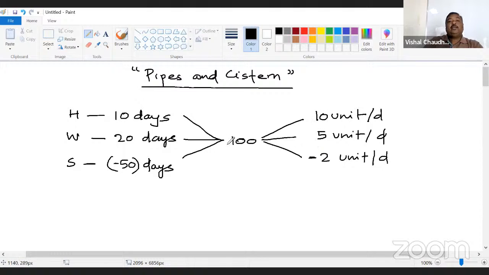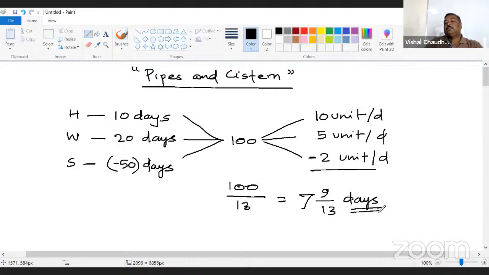अब ये दोनों मिलके 15 यूनिट कर सकते हैं, लेकिन ये भी साथ में जा रहा है उनके, तो ये भी 2 यूनिट बर्बाद कर डालता है। तो नंबर ऑफ डेज लगेगा वो क्या लगेगा, 100 बाई, अगर कंबाइंड तीनों काम करें तो 10 5 15 -2 13, and that gives you 100 by 13, 7 9 by 13 days. Is it clear?